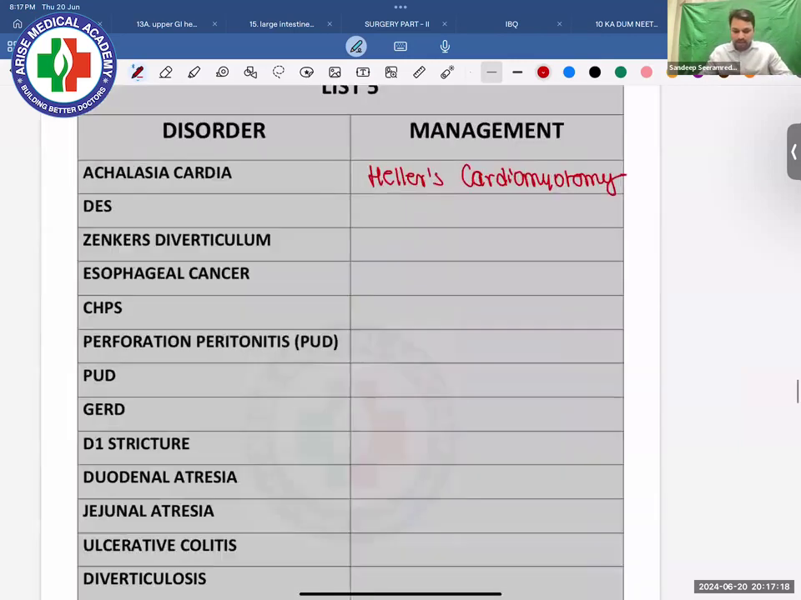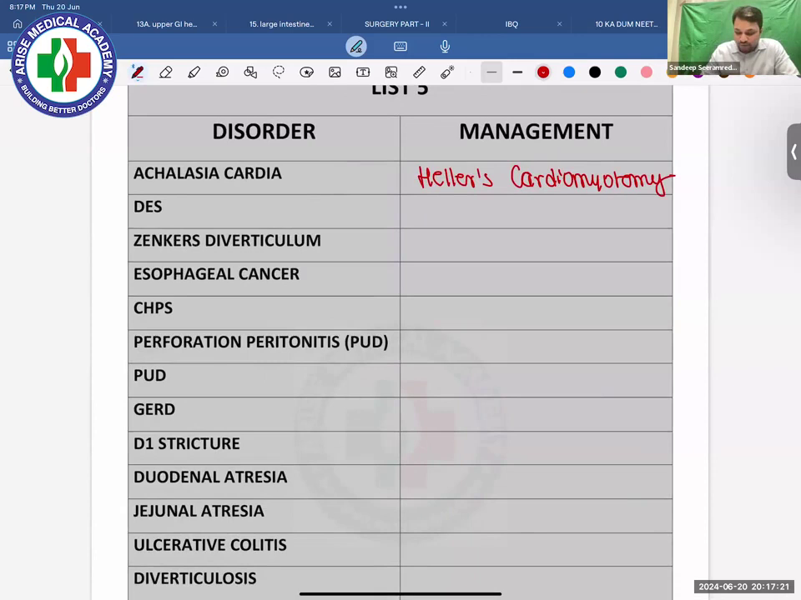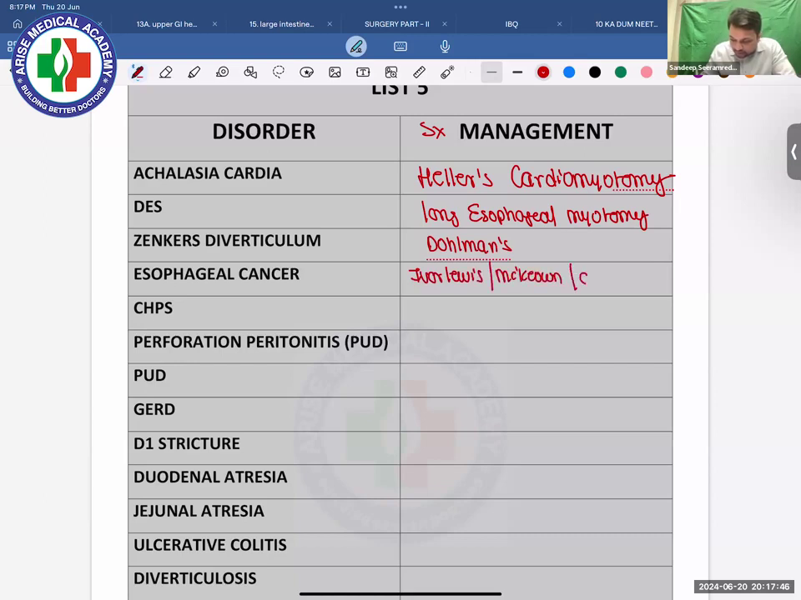It is your Heller's cardiomyotomy. For diffuse esophageal spasm, it is your long esophageal myotomy. So we are talking about the surgical management here. Zenker's diverticulum, you have the Dolman's surgery. Esophageal cancer, remember 3 surgeries. We have Ivor Lewis. We have the McKeown. And we have the Orringer's.